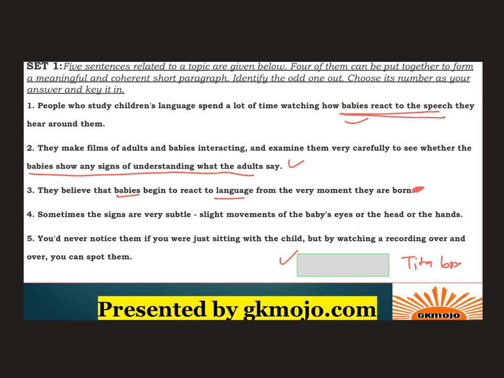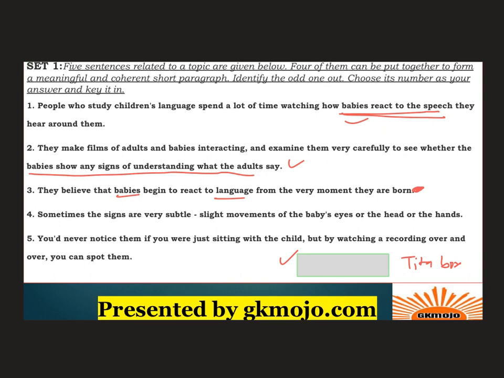Alright, let's jump on to the fourth sentence. Sometimes the signs are very subtle. Slight movement of baby's eyes or head or the hands. Alright, you'd never notice them if you were just sitting with the child, but by watching a recording over and over again you can spot them.